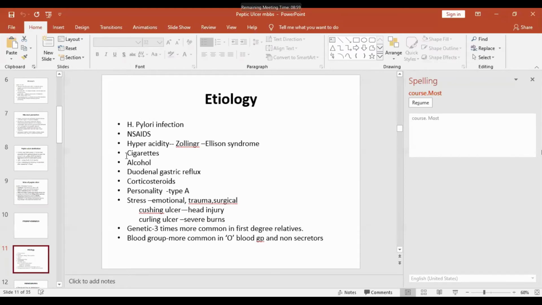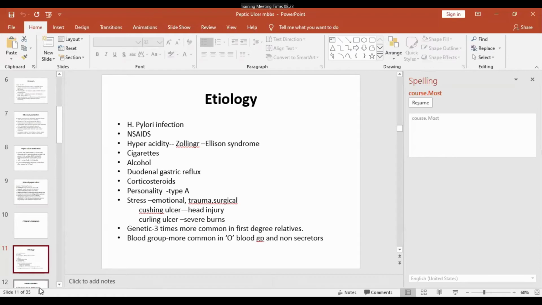So these are the various etiological agents of peptic ulcer. You should know all this: H. pylori, non-steroidal anti-inflammatory drugs, hyperacidity, cigarettes, alcohol, duodenogastric reflux, corticosteroids, type A personality, then physical and emotional stress. Two types of ulcer are known: Cushing ulcer in head injury patients, and Curling ulcer in burn cases. Then genetics, blood group and non-secretors. So these are the various etiological agents.